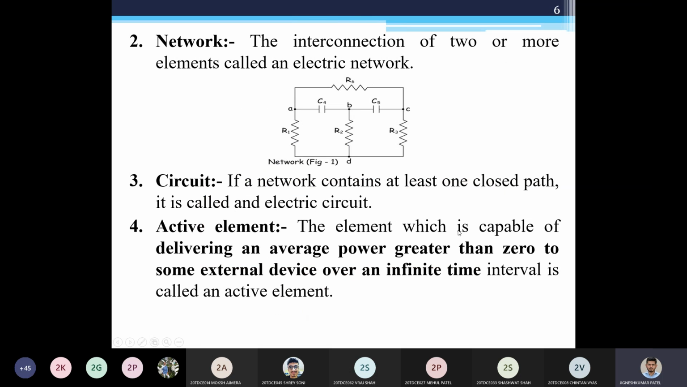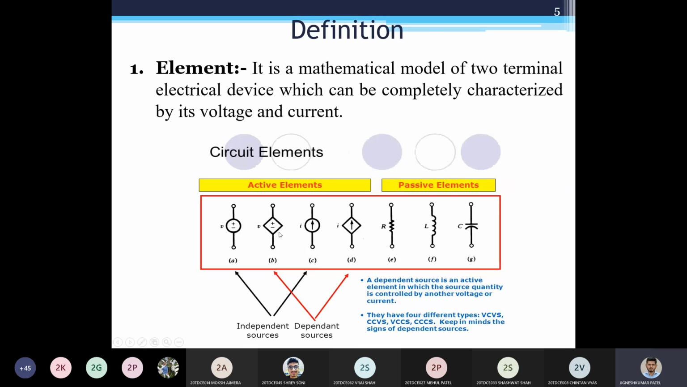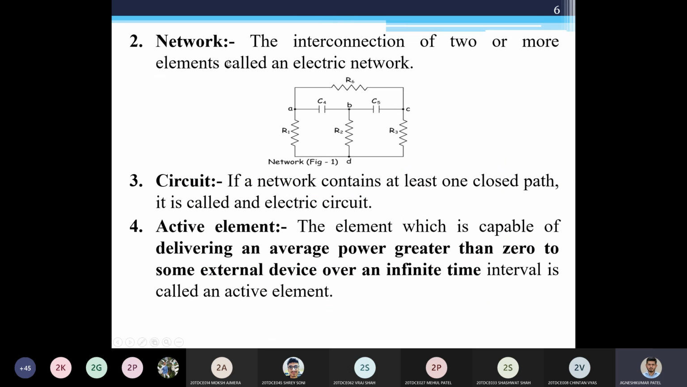Whenever you say element, I am talking about either a voltage source, a resistor, inductor, capacitor, or current source. Okay. Then network. What is a network? Something looking like this is always a network. There are multiple connections between active and passive elements in the network. You will see multiple nodes, multiple branches going around. So an interconnection of two or more elements can be an electric network.